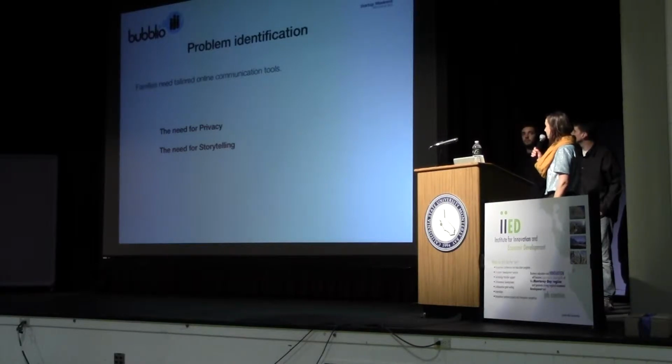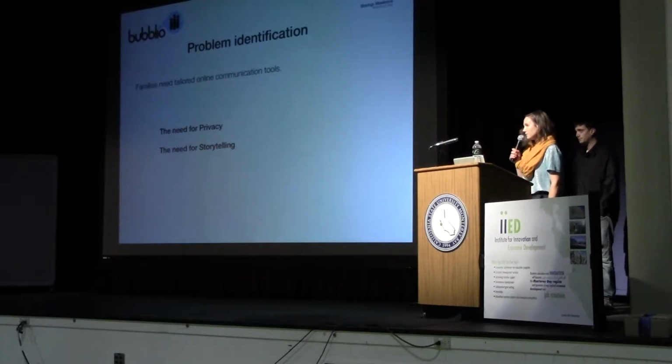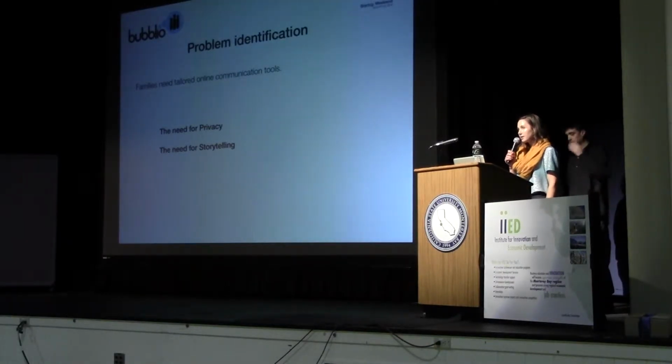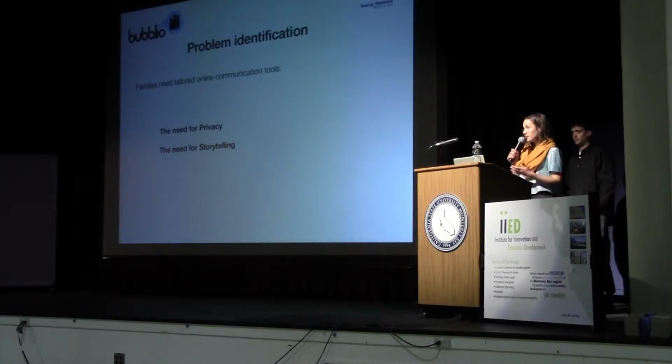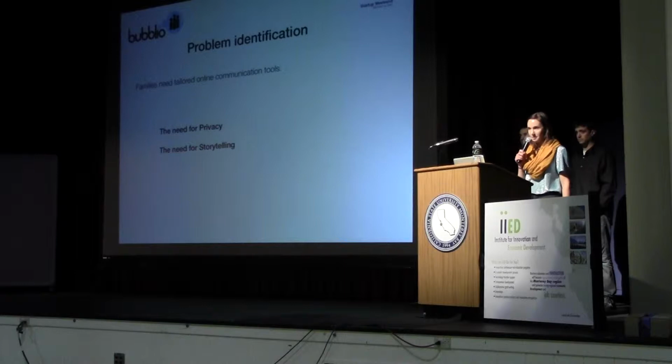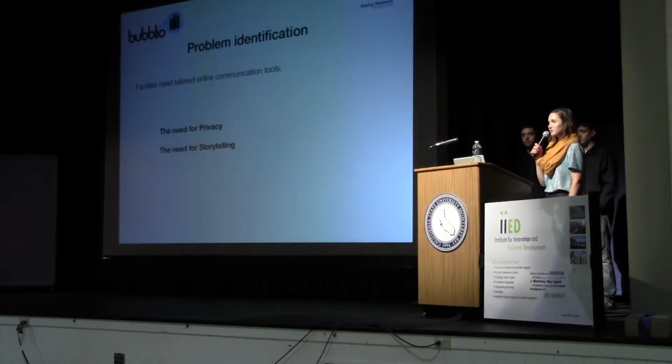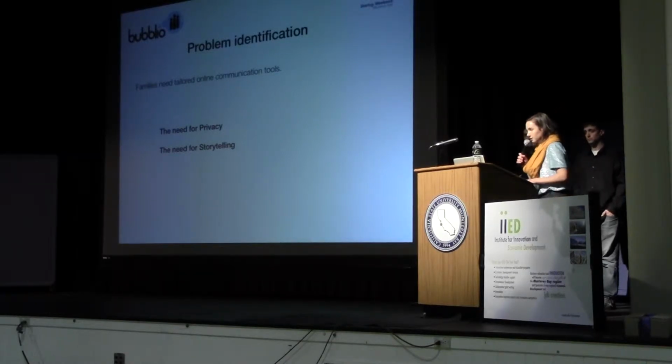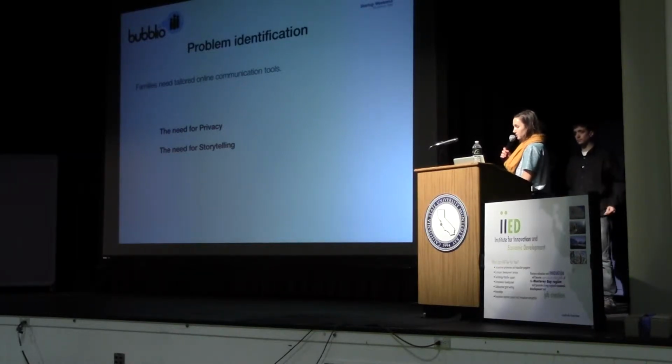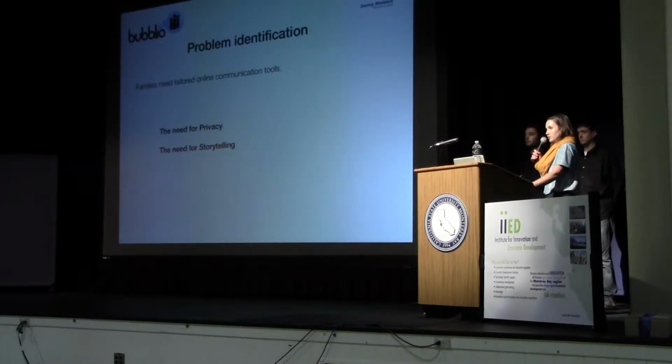The problem we're trying to solve is how to help families better communicate online. Right now, based on who we've spoken with and our own personal experiences being family members, we feel that the online community does not provide adequate space for families to communicate safely and effectively. They mentioned needs for privacy and the need for family storytelling.